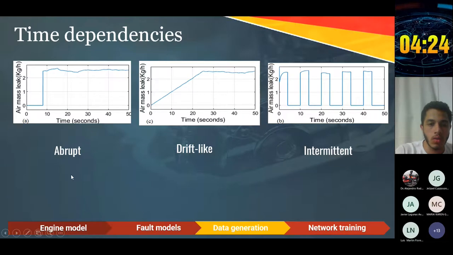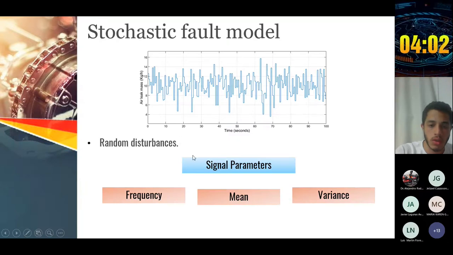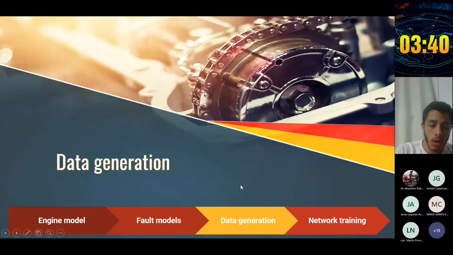These disturbances can take different behavior. It can be suddenly changing or abrupt, like this one, or it can be increasing with time, or can be intermittent. The second behavior that the fault generator can produce is a stochastic behavior. The stochastic behavior is made by making a random disturbance with no specific time behavior affect our engine. This random disturbance is defined by three parameters: the frequency, the mean, and the variance of this signal.